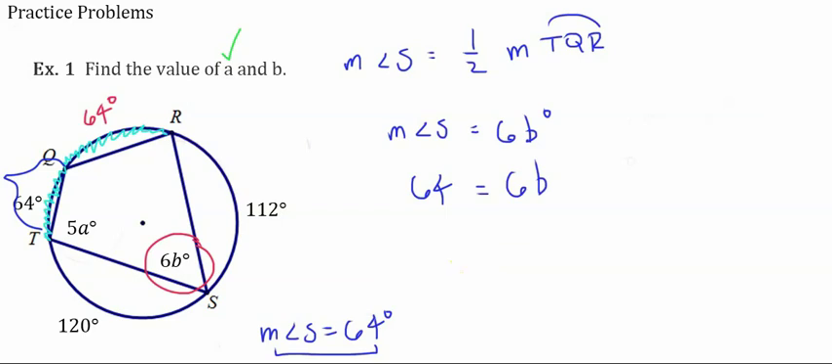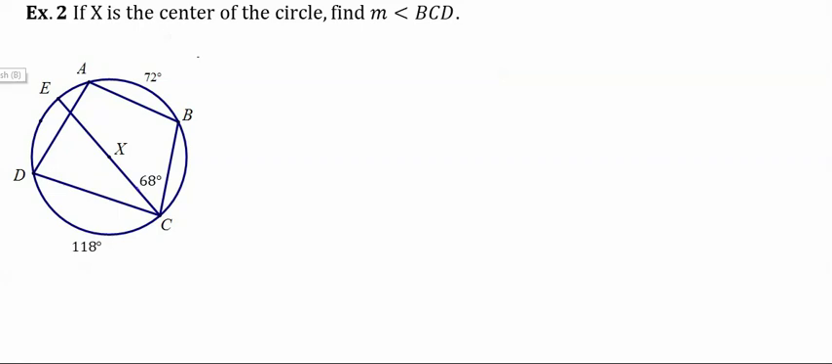So similarly to the first part of this problem, I could just divide by 6 on both sides to isolate B. So on the right, 6 over 6 is just 1, so I'm left with B. And 64 divided by 6 is about 21.3 degrees. Now, if you plug this into a calculator, you'll get about 21.3 repeating, but I just rounded to the nearest tenth here. All right, moving on to example 2.